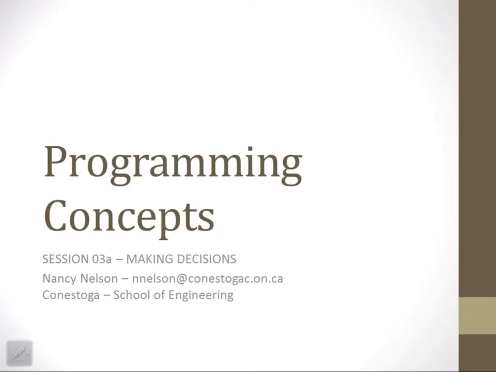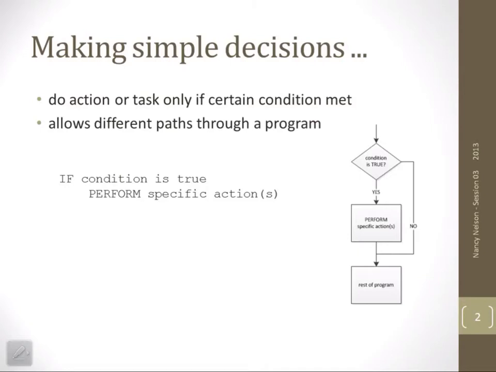In this session, we're going to look at how to make decisions in a programming language. Being able to make decisions allows us to provide alternate paths through our code so that we can accomplish different things given different circumstances. The first thing we're going to look at is making simple decisions.